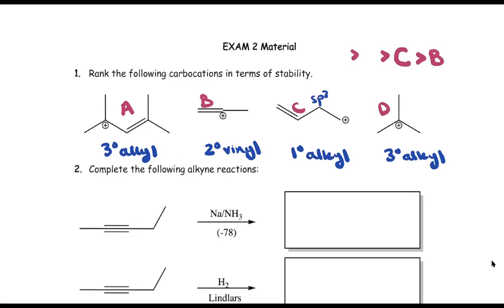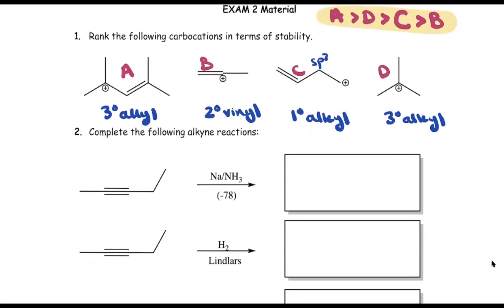And then between A and D, they're both tertiary. The only difference is that one is allylic, the other one is alkyl. That means that A can resonate and D cannot. So remember, we prefer resonance over non-resonance. So A will be greater than D. And that is going to be your carbocation stability for this.